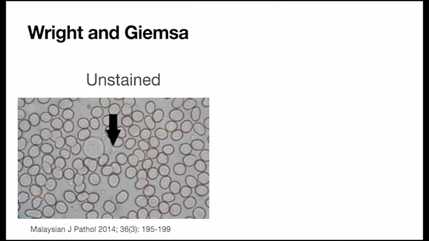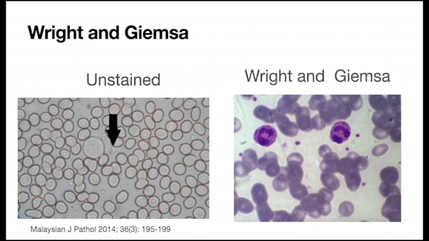This is an image of unstained blood cells. The next image would show the peripheral blood cells, mostly erythrocytes, a few platelets, and two neutrophils.